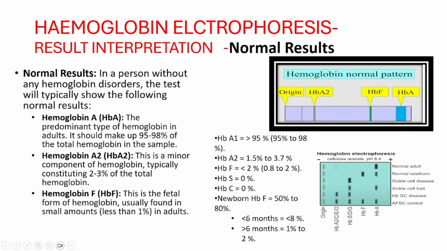The major type of hemoglobin in adults is HbA. It makes up 95 to 98% of hemoglobin. HbA2 is a minor component of hemoglobin, approximately 2 to 3%, and HbF is the fetal form of hemoglobin, usually found in small amounts, less than 1%.